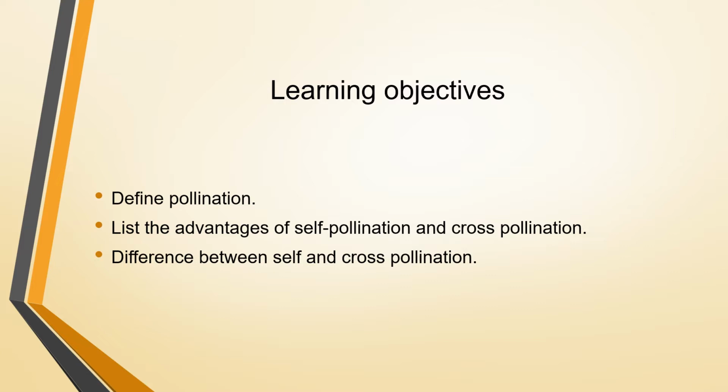Now, first we are learning about the pollination definition. Second, we are learning about the advantages as well as the disadvantages. We will also learn about the disadvantages of cross-pollination and self-pollination. We will learn about the differences of self and cross-pollination. Now let us start.